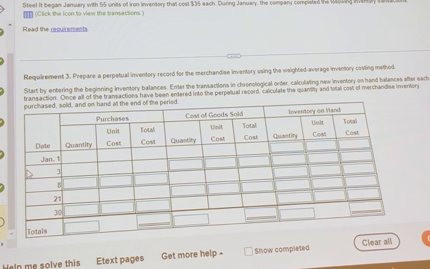Okay, then we'll do the weighted average. This will be a little different.